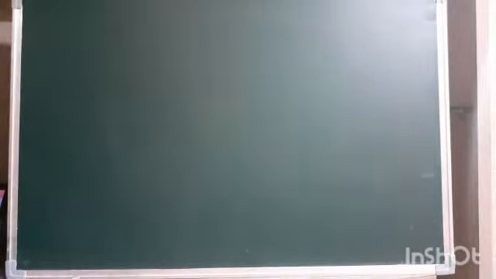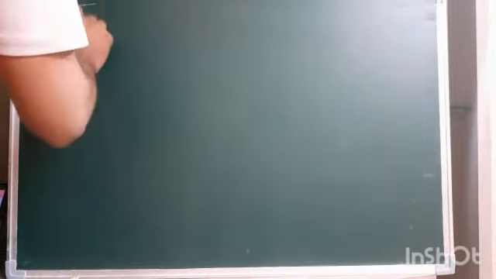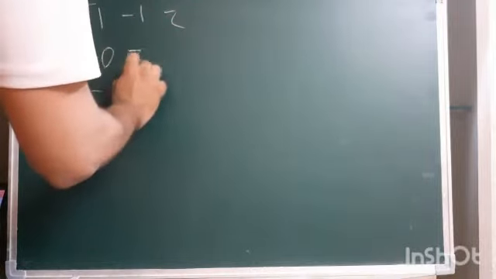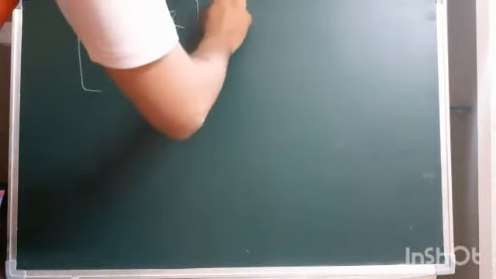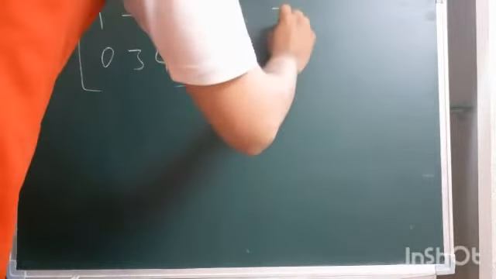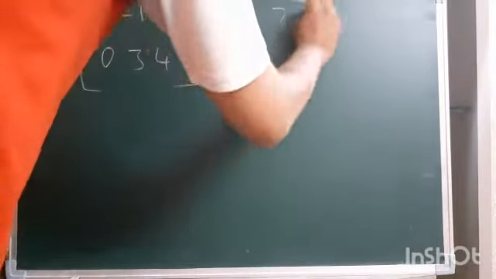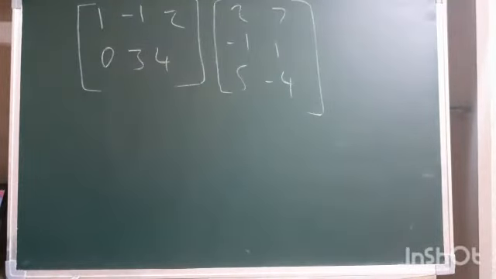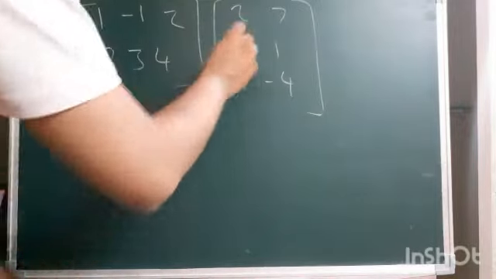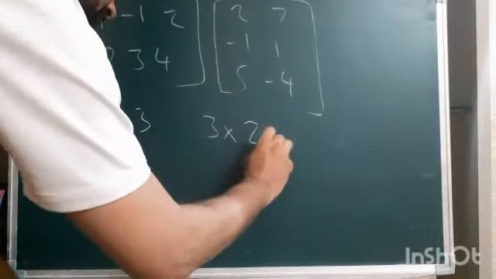Now if we see matrix multiplication, for example, multiply these two matrices, 1 minus 1 2, 0 3 4 into 2 minus 1 5, 7 1 minus 4. So what is the first thing we have to see in matrix multiplication? This is of the order 2 into 3, and this is of the order 3 into 2.